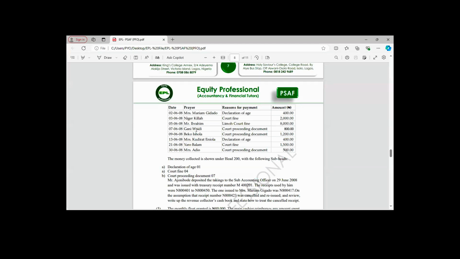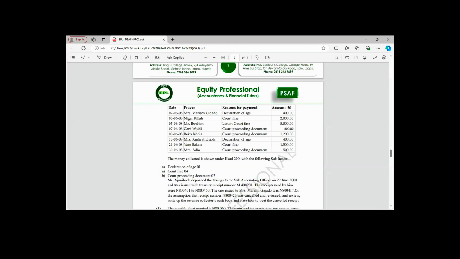The receipts issued by him were N800-401 to N800-450. The one issued to Mrs. Miriam Gidadu was N800-417, on the assumption that receipt number N800-423 was cancelled and reissued. You now write up the revenue collector cash book and state how to treat the cancelled receipts.